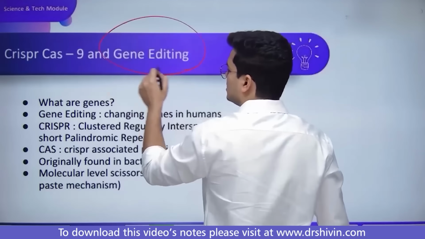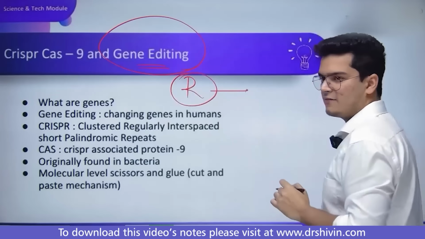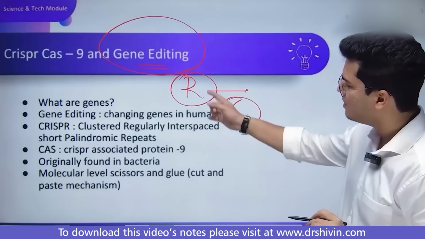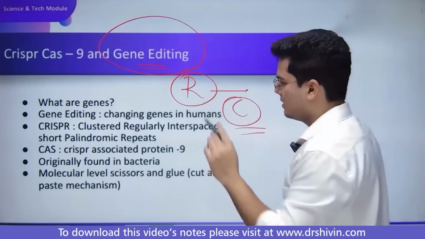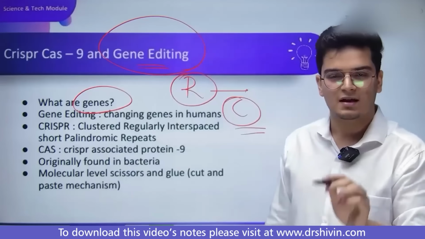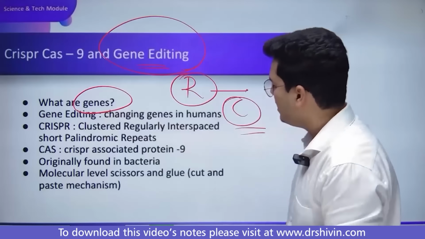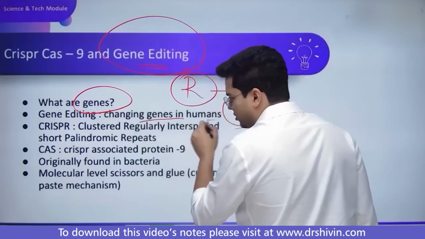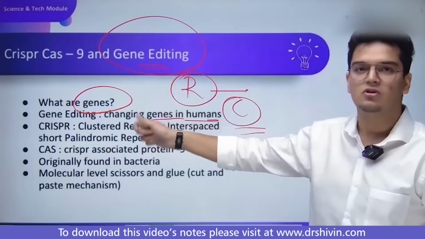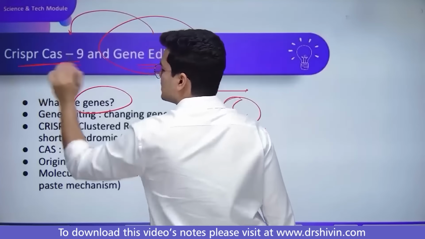CRISPR-Cas9 is a way to do gene editing. It has to have a recognition: it has to recognize where I have to cut, and then it has to make an actual cut. So, 2 things are to be there: one recognition, one cut. Just a revision: what are genes? Genes are that part of DNA that code for protein. So, what will be gene editing? Gene editing will be changing the genes in humans. So for gene editing, we are using CRISPR-Cas9.